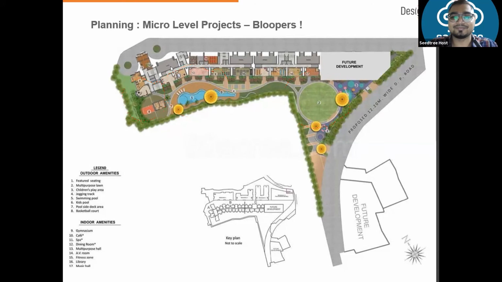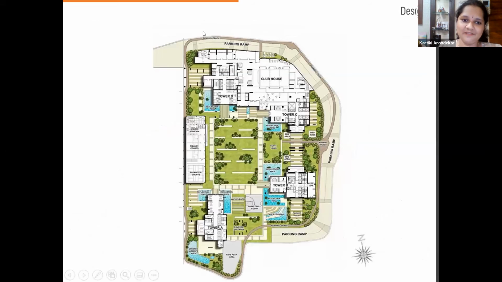Yes, ma'am. And the last one is another layout by a renowned developer. All these three are very nice projects in Mumbai. I thought we should, as architects, review these projects. In future also, if we have any such projects coming to us, we should give a thought before going ahead with the work. So, what are the bloopers in this?